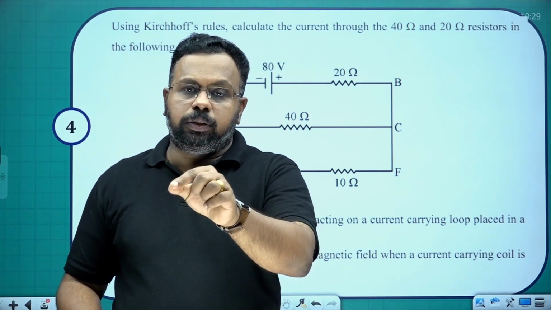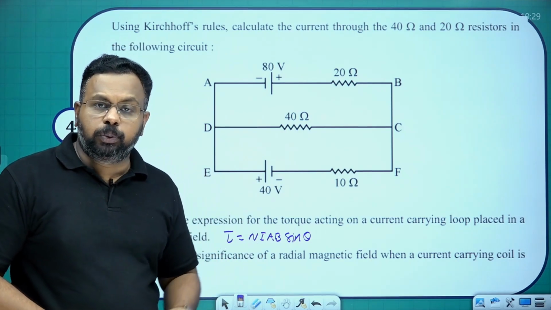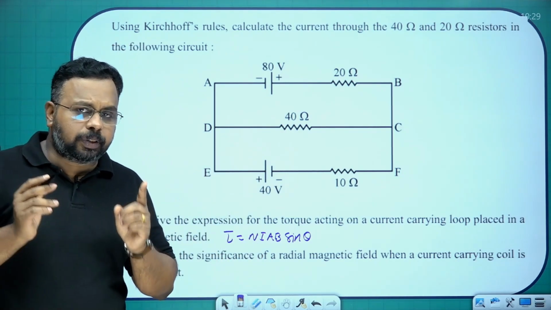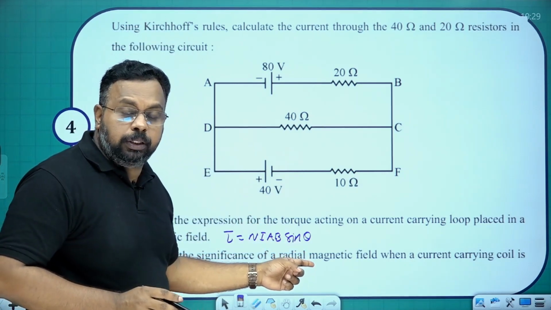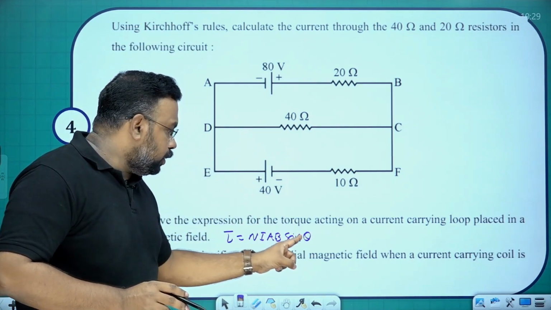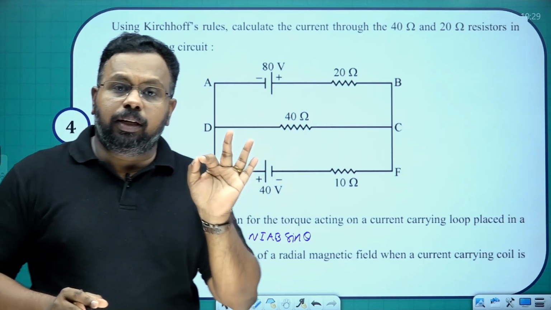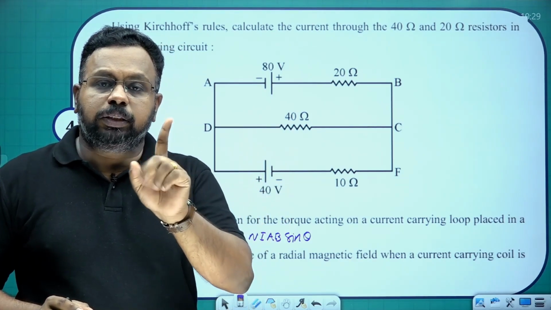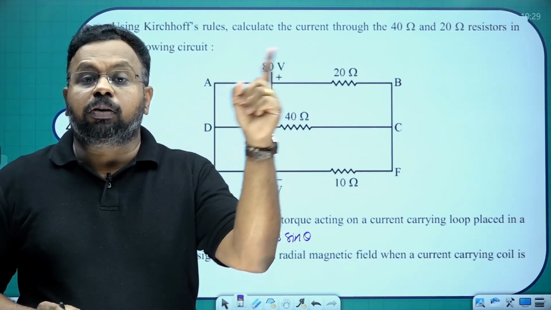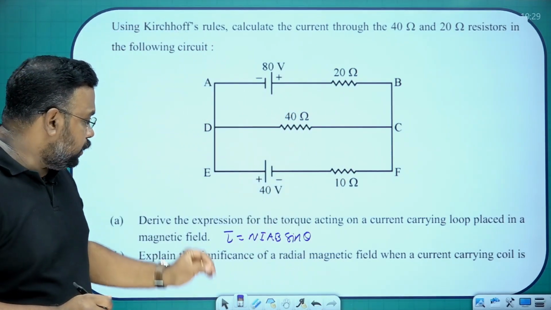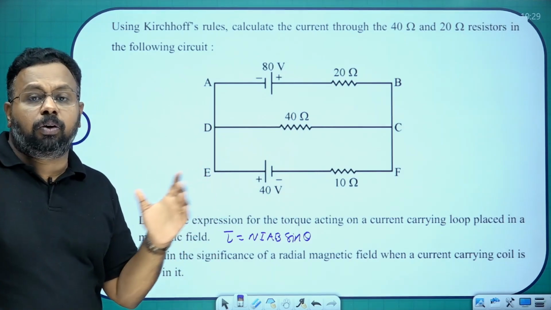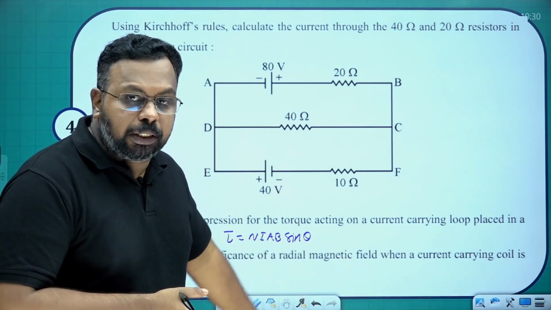NIAB sin theta. Explain the significance of radial magnetic field when a current carrying coil is kept in it. So this is a question from the moving coil galvanometer. Why are we using radial magnetic field in that? The answer is very simple. If you are using radial magnetic field, in this formula there is theta, no? Theta is the angle between what? Area vector and magnetic field. If you are using radial magnetic field, that theta value will always be 90. If theta is 90, the torque will be maximum. So what is the significance of radial magnetic field? The answer is we will always get maximum torque. So that part is clear, I think.